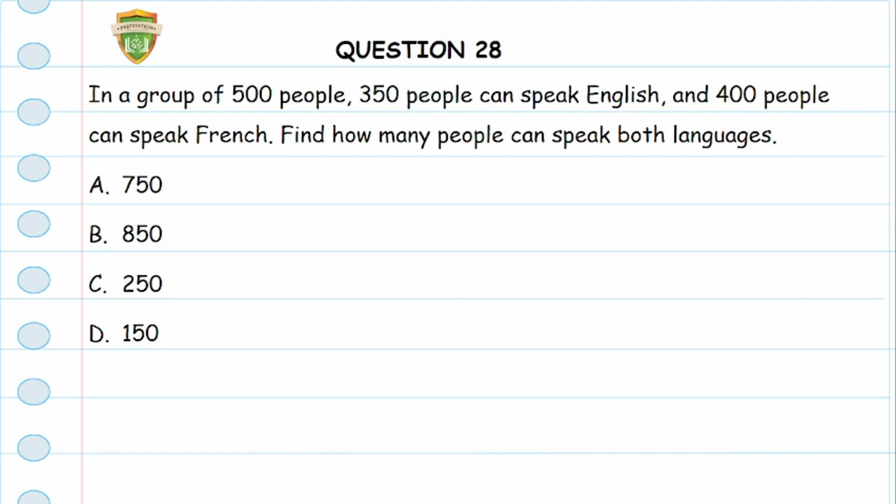Question 28 says, in a group of 500 people, 350 people can speak English and 400 people can speak French. Find how many people can speak both languages. Now, I want you to take notice of something.